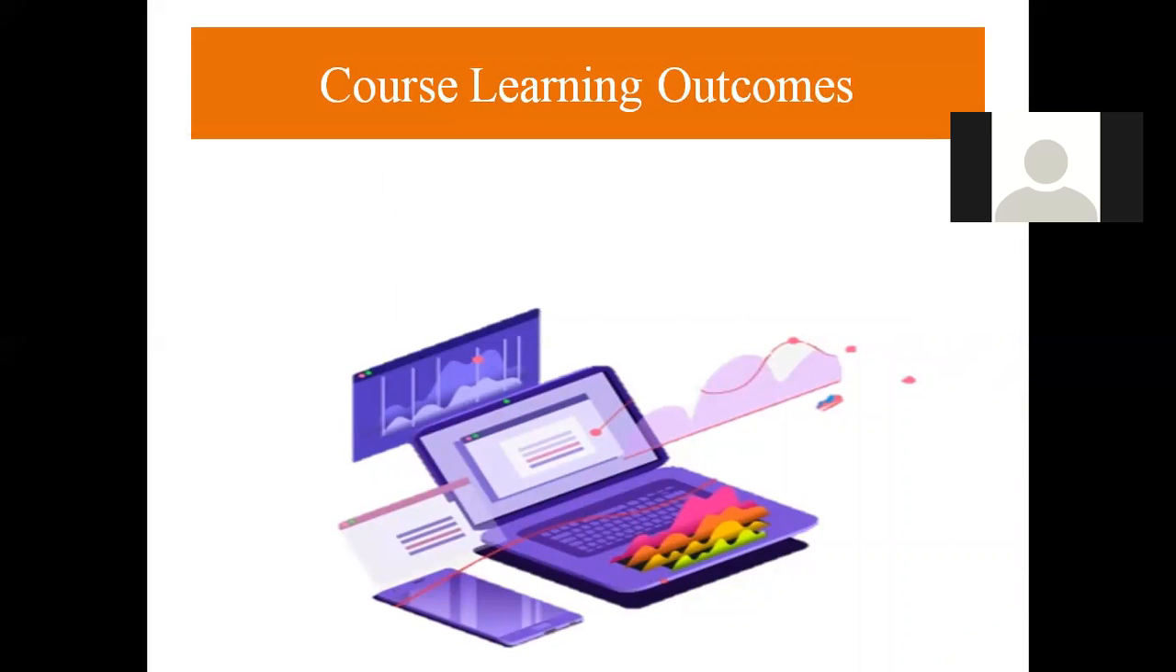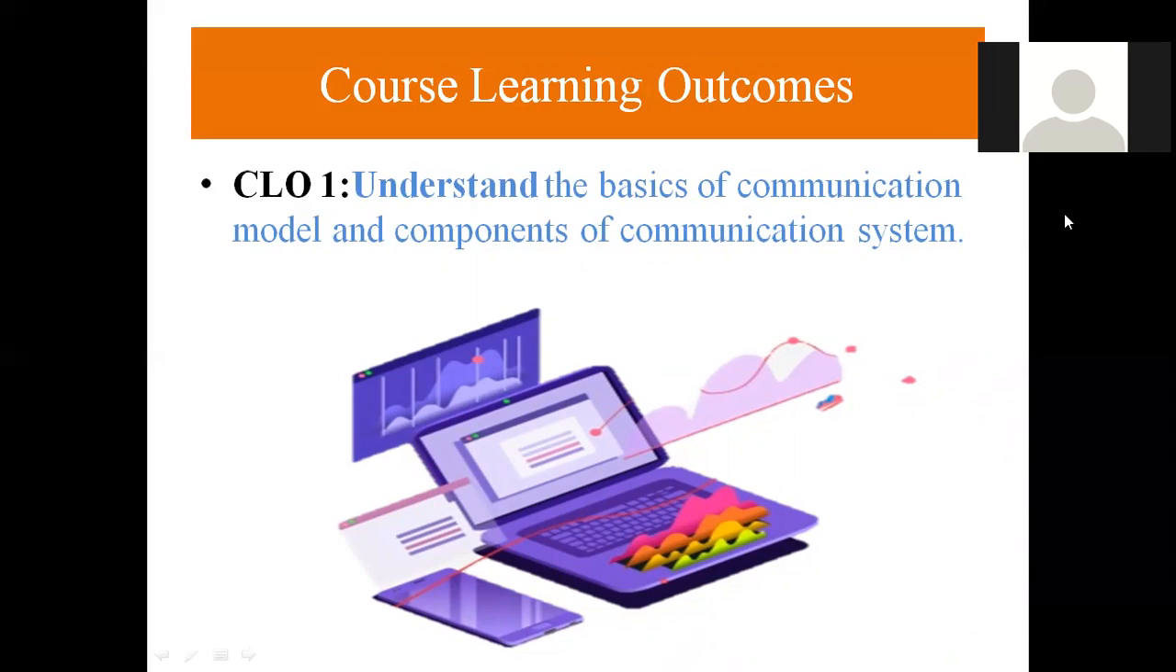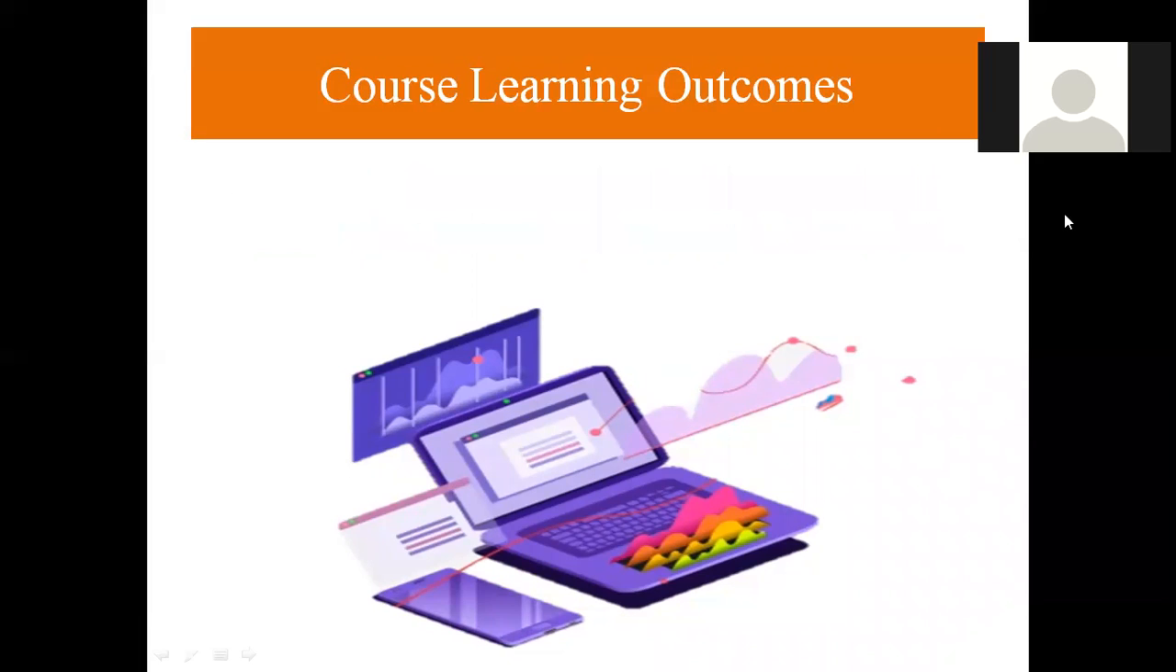Now the course learning outcomes. What are the course learning outcomes of Communication Systems and Technology? The first CLO is to understand the basics of the communication model and components of the communication system. In this one we cover the basics of the communication model, what the communication model is, and the components used in it, meaning we understand the basics of each and every component used in the communication model.